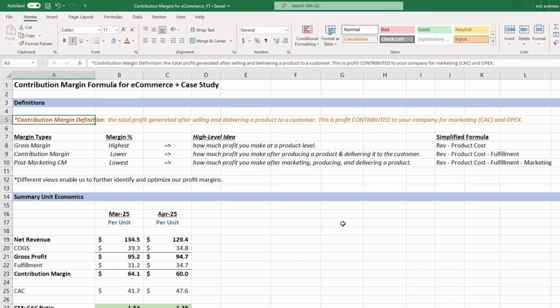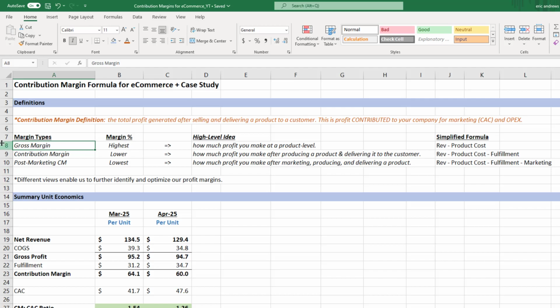So contribution margin is the profit margin that we ultimately want to work back from when we are thinking about optimizing an e-commerce business. The definition is the total profit generated after selling and delivering a product to a customer. This is the profit contributed to your company that you can then use for marketing and other operating expenses. Some of these ideas are used interchangeably. Often people say gross margin when they mean contribution margin and vice versa. So it's important to define them according to how you're running your business and then measure them as unique ideas.